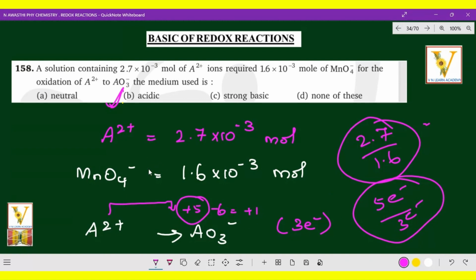I hope you got clarity according to this concept. Come on, let's go to the next question. So which is the correct option? Acidic medium. Basic medium is totally different. When a question comes for basic medium, at that time I'll explain this point.